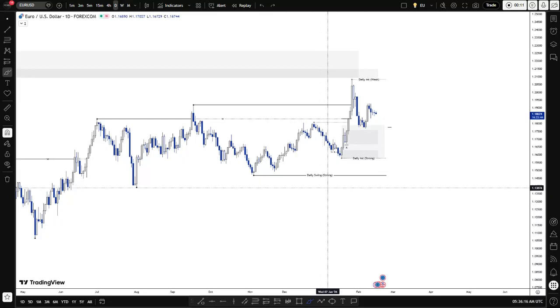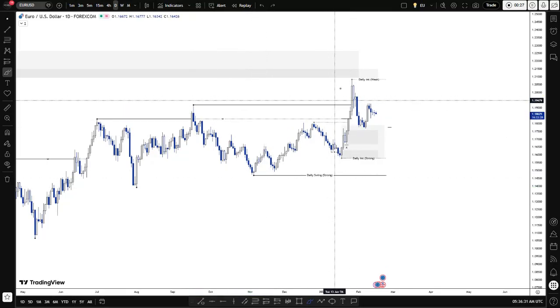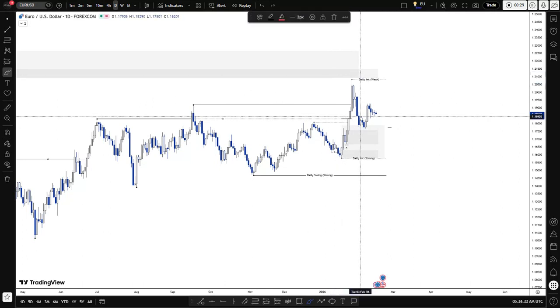So on today's video, I'm going to be doing a pre-session analysis on EURUSD, and I'm going to start from the daily time frame. On the daily time frame, we are in a bullish trend. This is the bullish break of structure. So this is my current strong internal low, swing low, and this is my weak internal high.